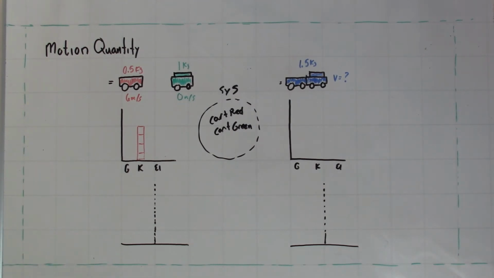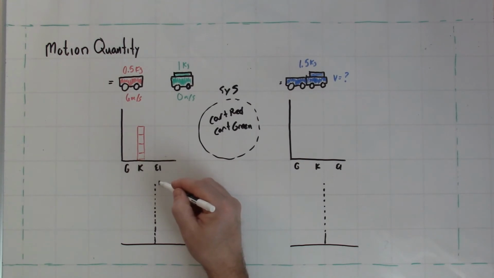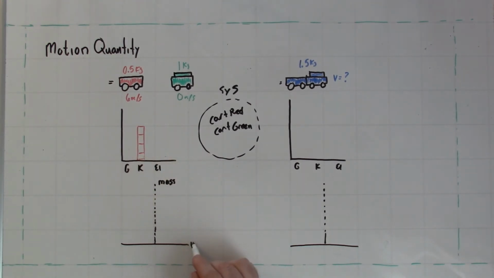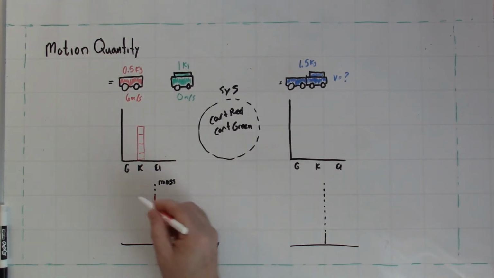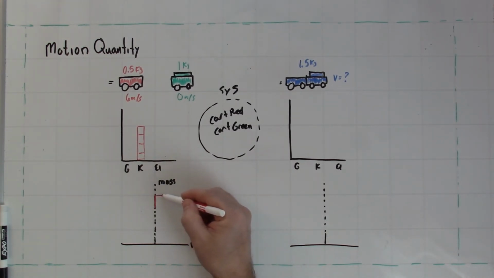The thing that I know for sure is that I'm looking at this, and this is the mass axis here. This top axis is the mass, the vertical, and this one down here is the velocity. So what's it look like? Well, I have a 1/2 kilogram car. Let's say it's that big, and it's moving to the right at 6 meters per second.